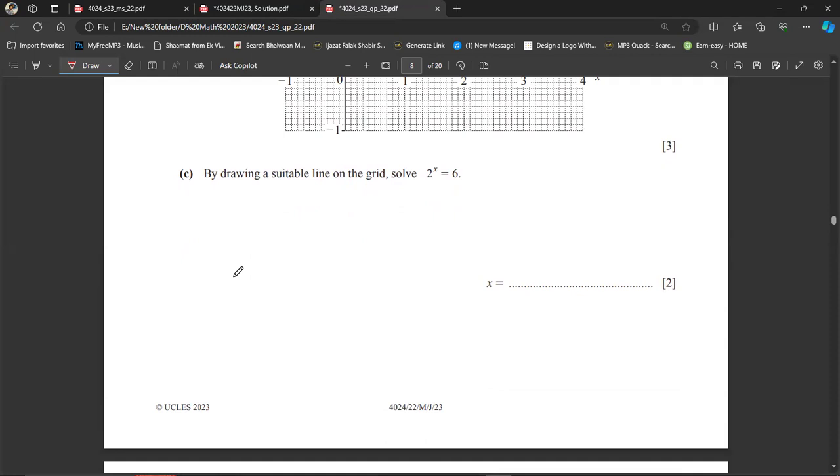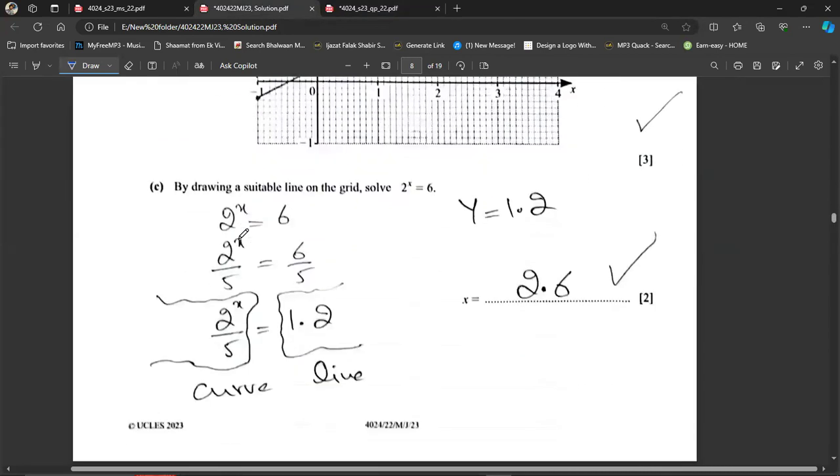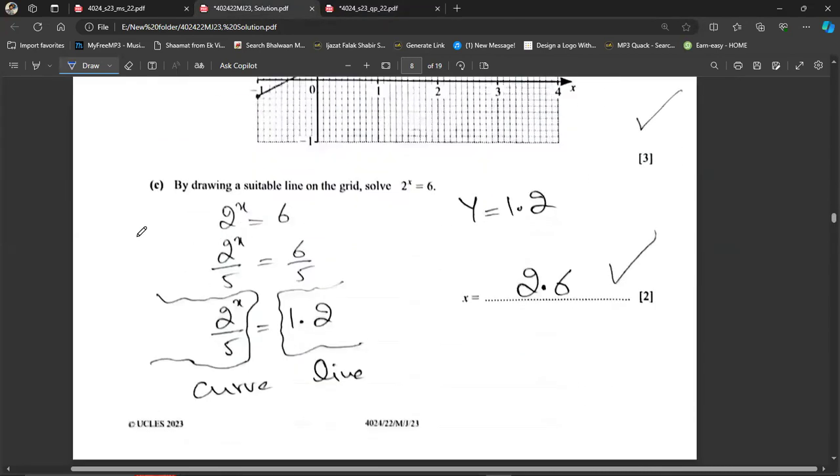And then he says, by drawing a suitable line on the grid, solve 2 raised to power x is equal to 6. Here you see, first of all, on the left side, I will make that equation whose main graph we have. The main graph is of y equals 2 raised to power x divided by 5. The equation they gave is 2 raised to power x equals 6. So on both sides I will divide by 5. So you will have 2 raised to power x divided by 5 equals 6 divided by 5.